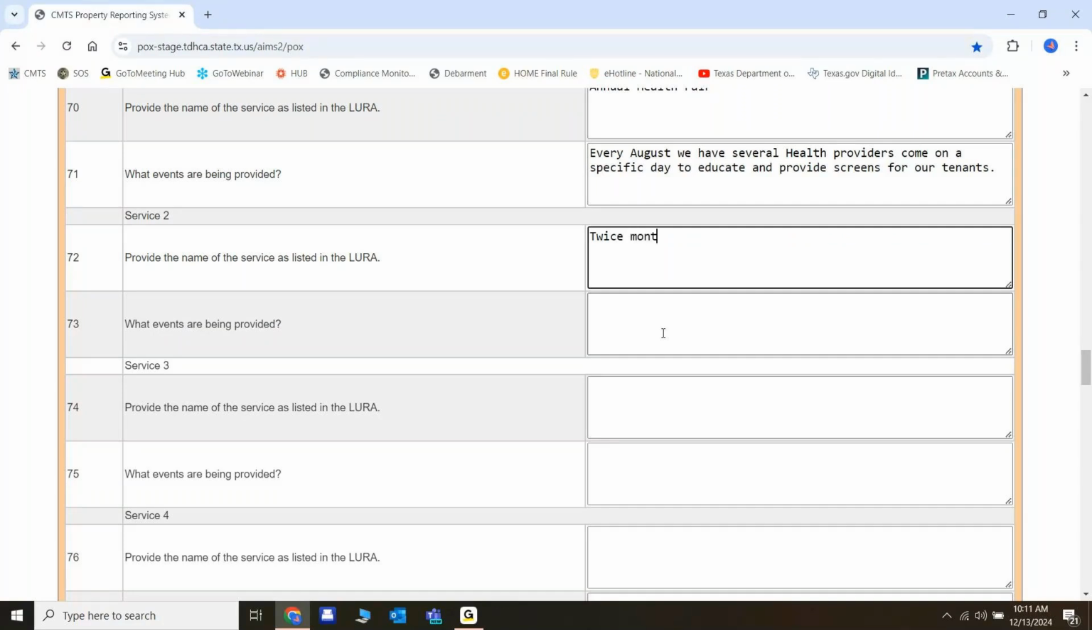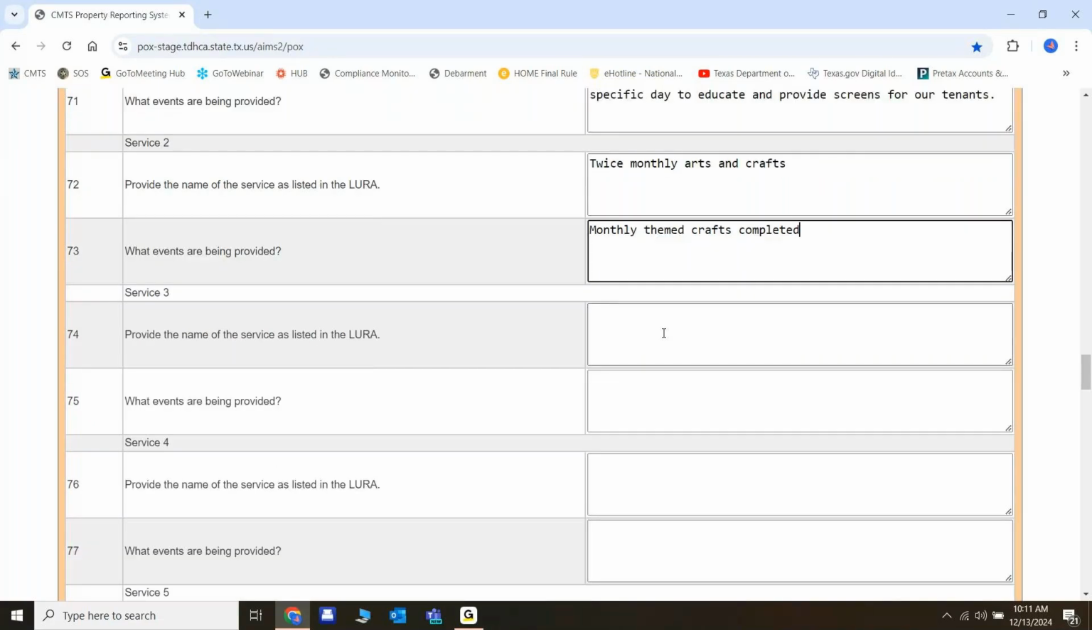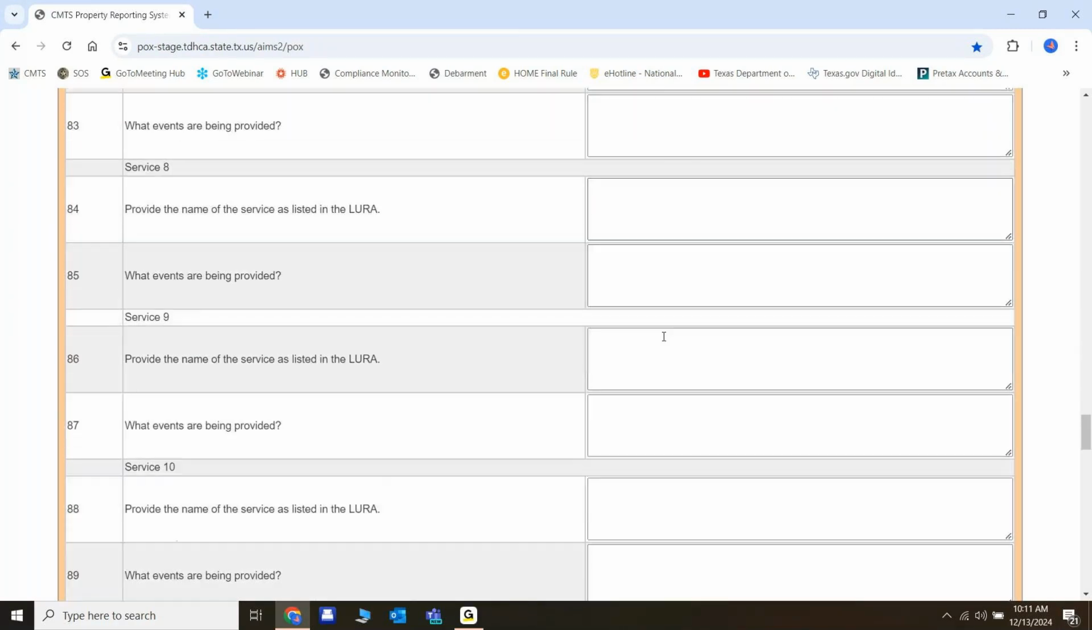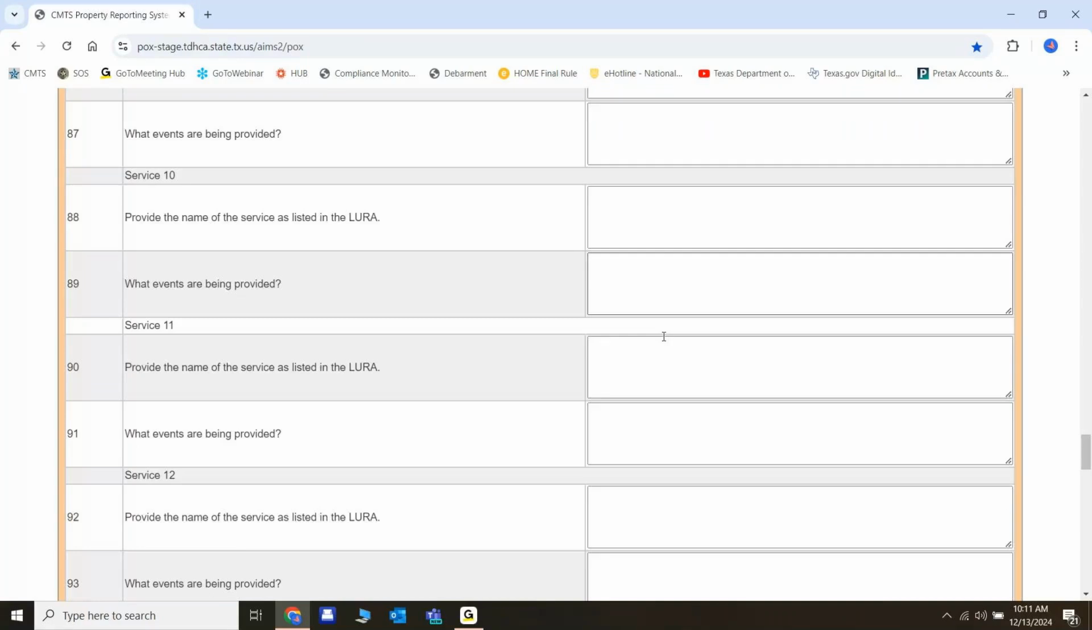Twice monthly arts and crafts. Monthly themed crafts completed. Something like that. And then you're going to submit that, and so on and so on. We've given space for, I think, at least 12 of them. Just fill out as many as you have.